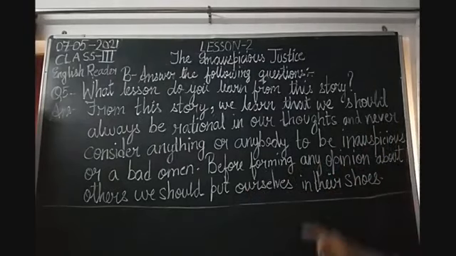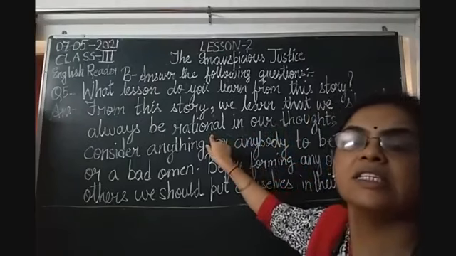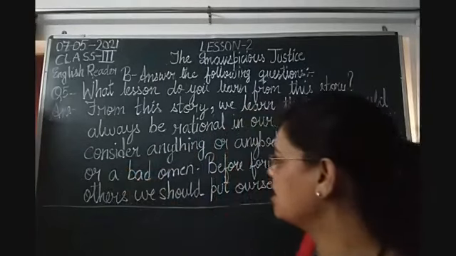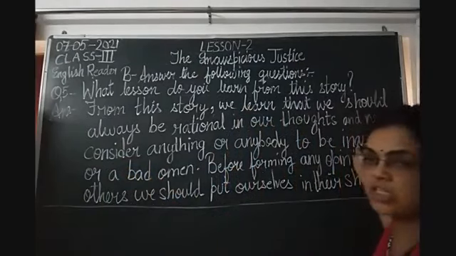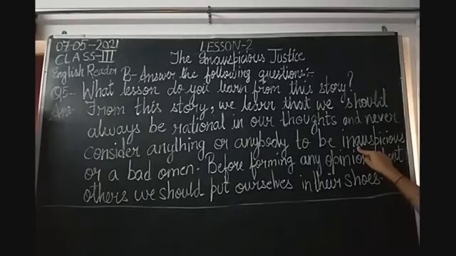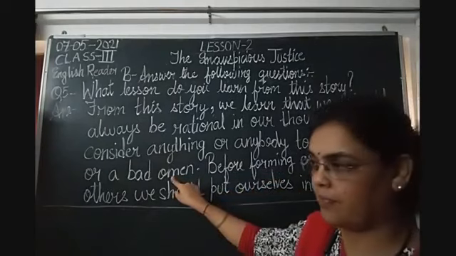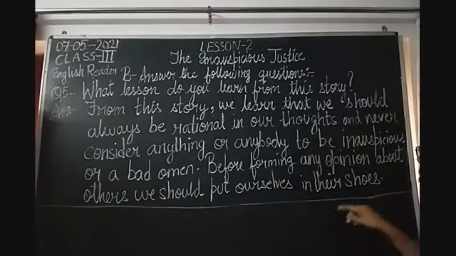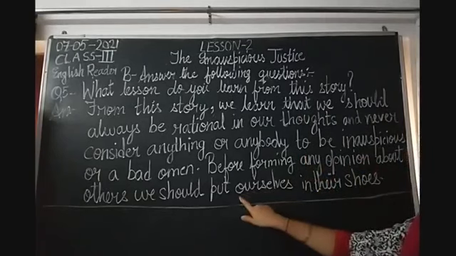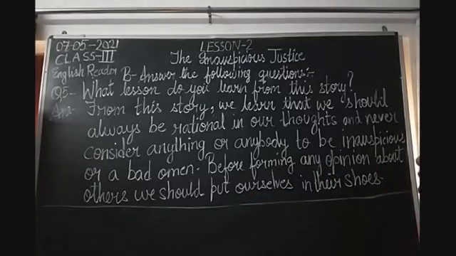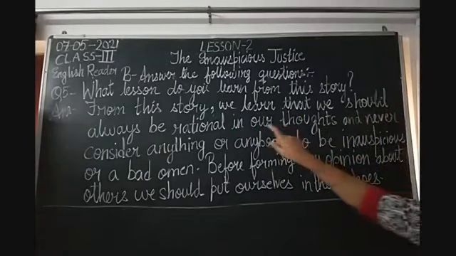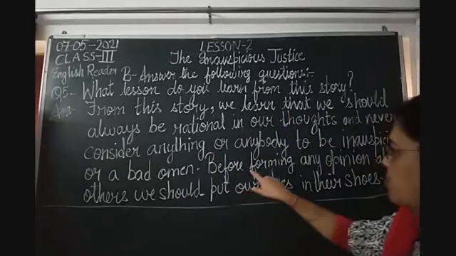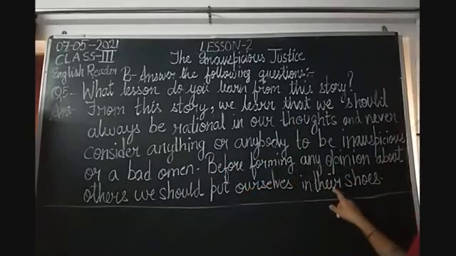Now, in this answer, please be particular about the spelling of rational. R-A-T-I-O-N-A-L. Rational means logical. Then consider, C-O-N-S-I-D-E-R. Then inauspicious, I-N-A-U-S-P-I-C-I-O-U-S. Omen, O-M-E-N. Good omen, a good sign, bad omen, a bad sign. So that is omen. Opinion, O-P-I-N-I-O-N, ourselves, O-U-R-S-E-L-V-E-S, fine? So from this story, we learn that we should always be rational in our thoughts and never consider anything or anybody to be inauspicious or a bad omen. Before forming any opinion about others, we should put ourselves in their shoes.